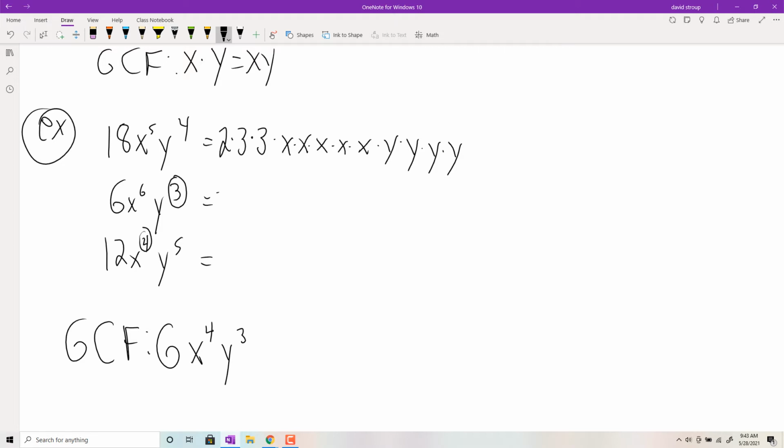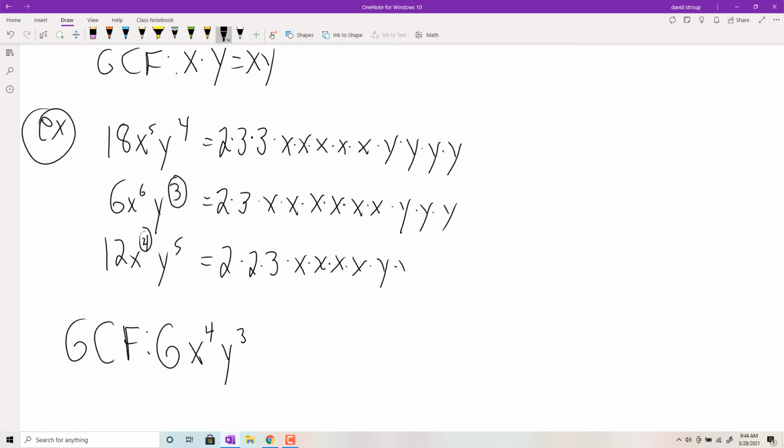But, you know, sometimes you kind of have to do it. It's just this method is probably not going to be a good long-term method, because you'll have too much other stuff to worry about. 12 is 2 times 6, right? And then x to the 4th, and then y to the 5th.